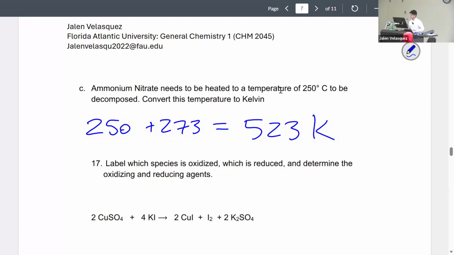Okay, and a little weird notation here is that Celsius always gets that degree sign. I don't know if there's a word for it, I don't know what you call it. But Kelvin does not, so it's just the number. Okay, everybody good with that?